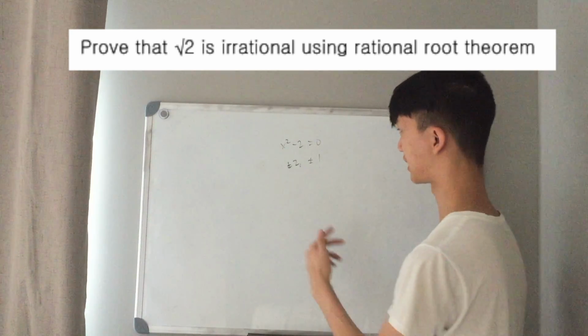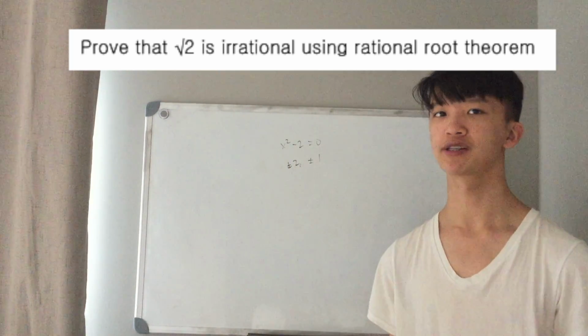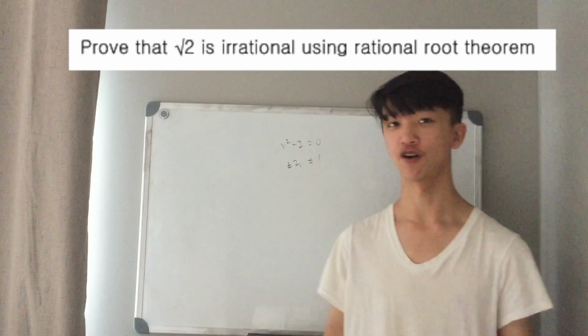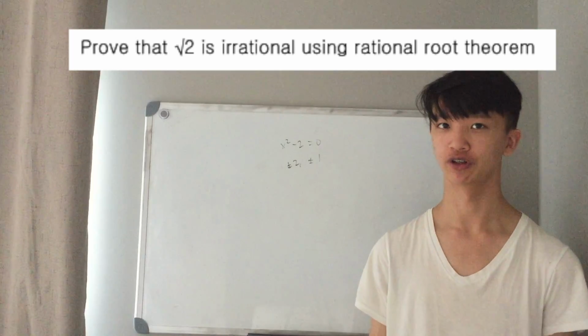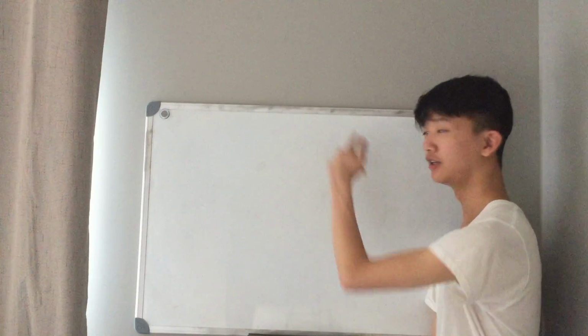And since root 2 is a solution to this equation, but it is not rational, then root 2 must be irrational. And so we have proven that root 2 is irrational very quickly using the rational root theorem. Now on to the next problem. Alright, and now our next problem is above the whiteboard.